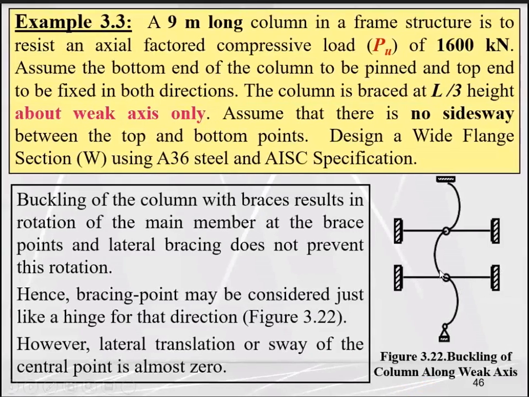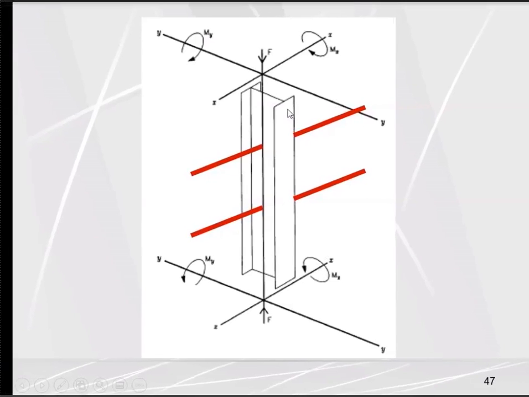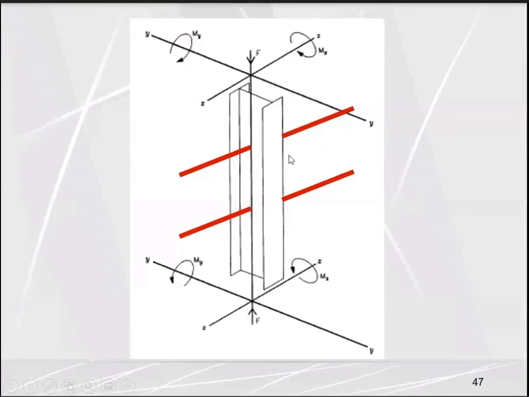So in this example, no bracing was used about the x-axis. So the total unbraced length was the length between the supports. But about the y-axis, we have used two braces. So effective length was one third of the total length. So in this case, we had different effective length or unbraced length about both axes.